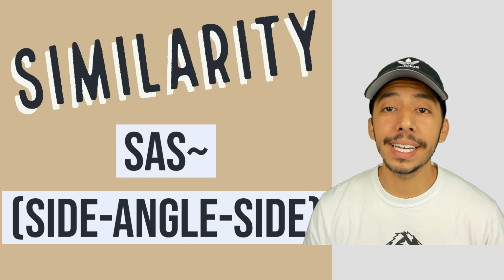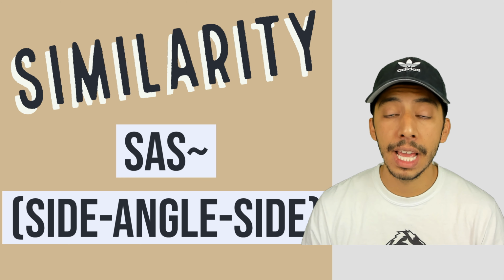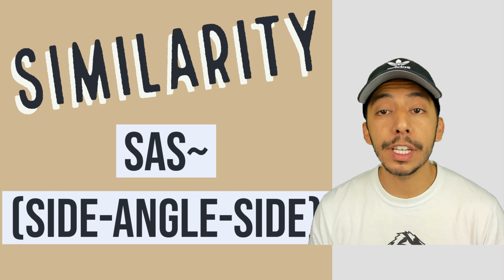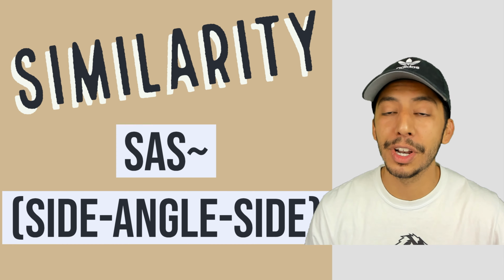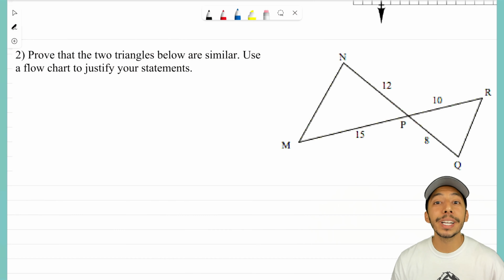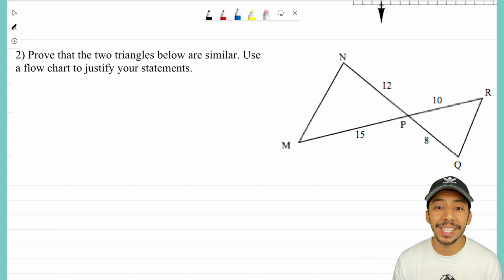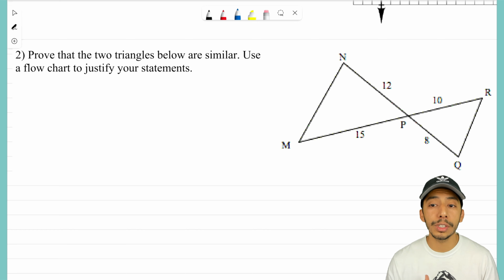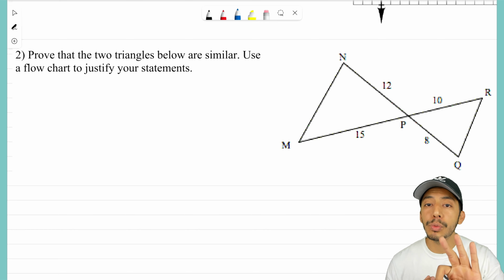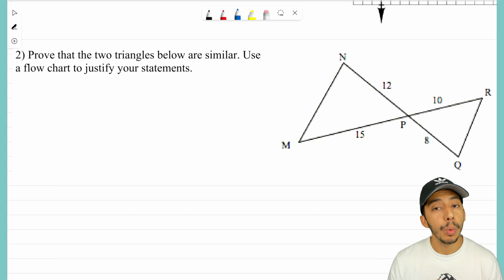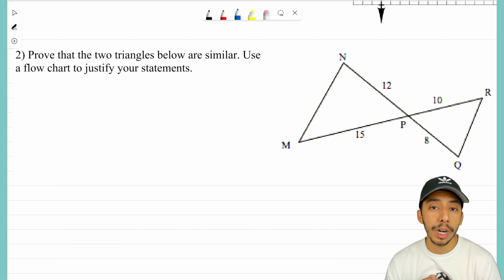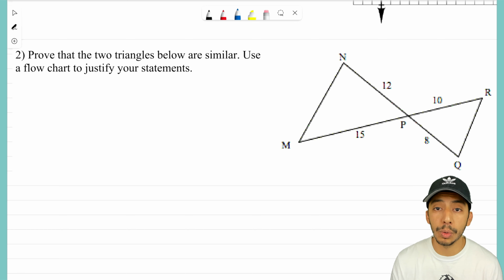In this video, we're going to take another look at similarity, and we want to see, can we prove that two triangles are similar using a flowchart. We're given this example problem where two triangles are connected at point P, and we want to use a flowchart to prove that these two triangles are similar. Remember, we have three similarity conditions: side, side, side, angle, angle, and side, angle, side. Looking at these two triangles, we want to hopefully eliminate some of the ones that don't work.